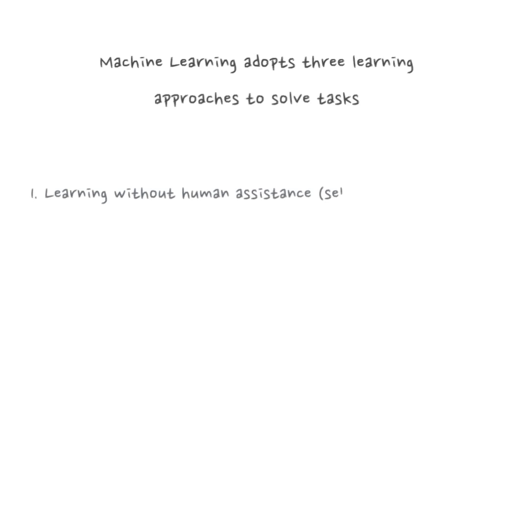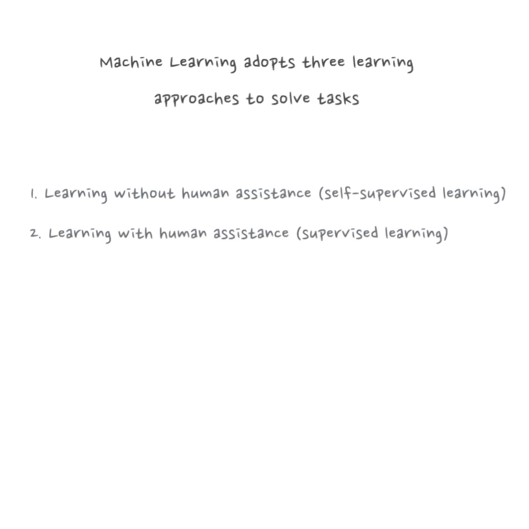Machine learning adopts all the 3 learning approaches to solve different tasks. First one, learning without any human assistance. Second, learning with some human assistance. And lastly, learning with occasional rewards.